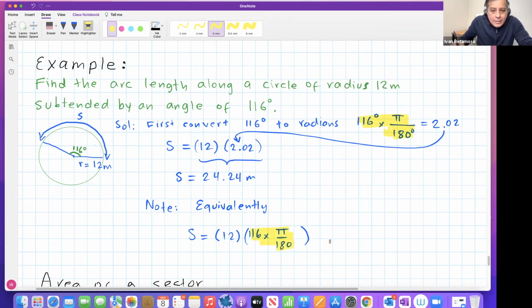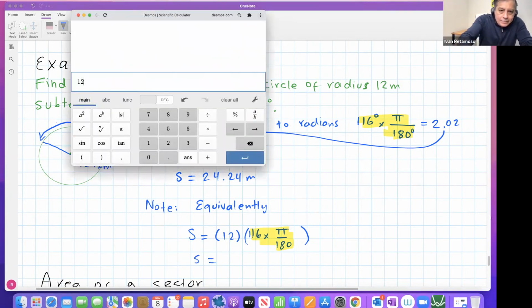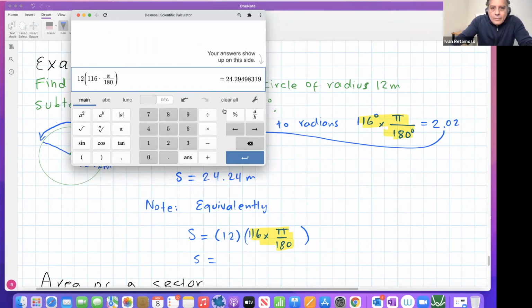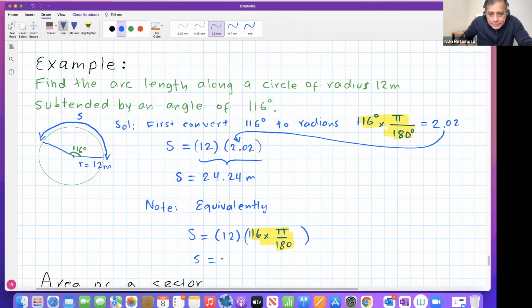Usually they are going to ask you for the answer in decimal form, right? So let's do that and you will see that it will give you basically the same thing. So 12 times 116 times pi divided by 180, okay, 24.29. The other one was 24.24, but very close, right? Very close. So 24.29, notice, I want to write here almost the same.